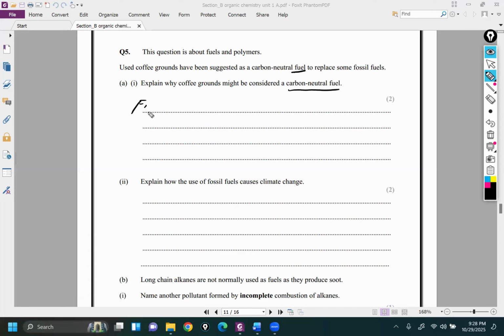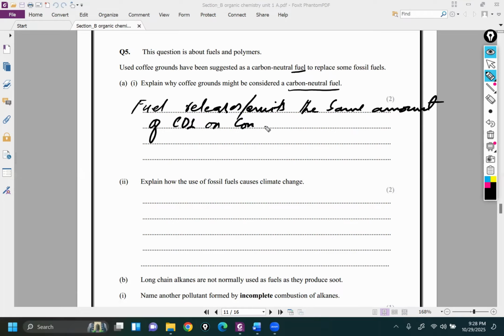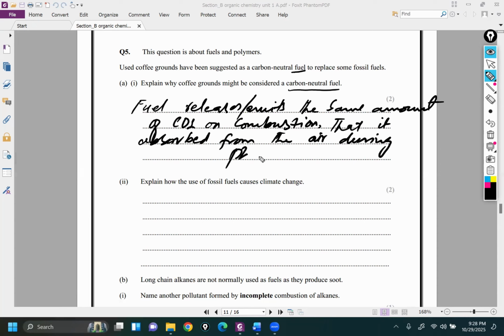So the fuel releases, you can say emits, the same amount of carbon dioxide on combustion. This is the first part for 1 mark. Then that it absorbed from the air during photosynthesis. Second mark.